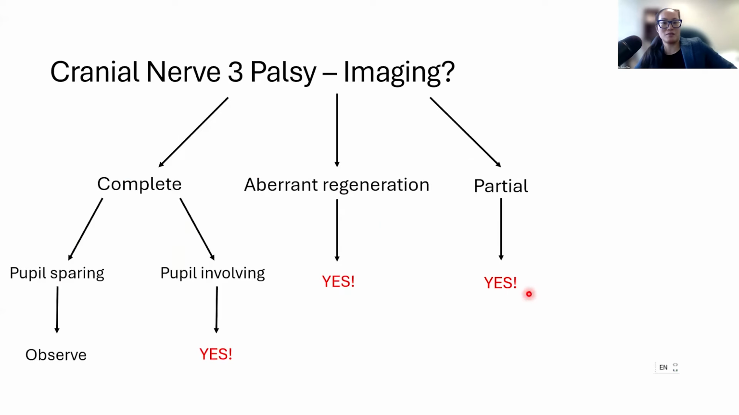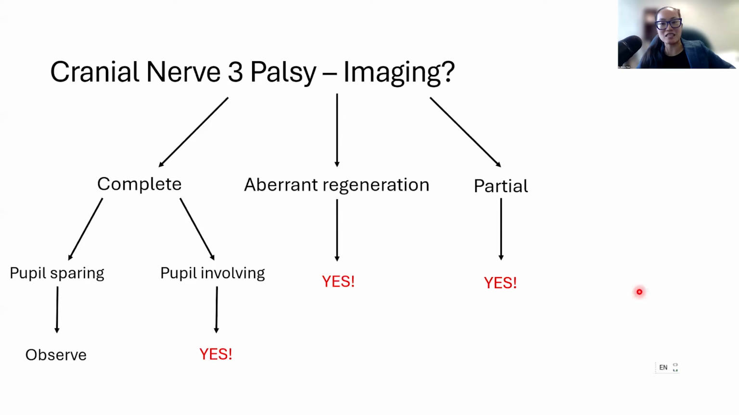Why is it important? Because it helps you make your decision for whether or not you do imaging. This is a very basic diagram, and for me, I like to think about cranial nerve 3 palsy and when I need to get neuroimaging with this diagram. I first think, is the cranial nerve 3 palsy complete or is it partial? If it's partial, I'm getting imaging.